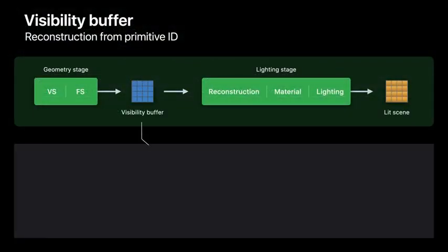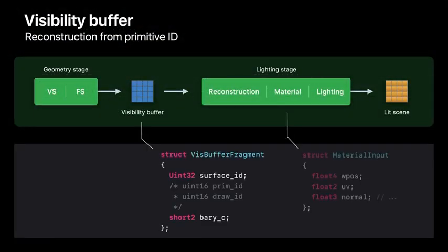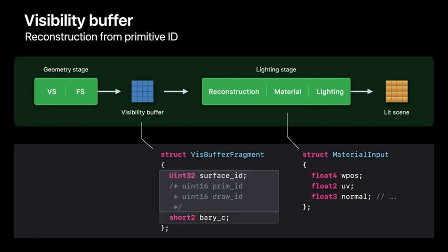The main purpose of the reconstruction step is the transformation of the incoming visibility buffer fragment to material inputs. First, this requires generating vertex data for a given fragment using primitive ID and draw ID contained in the surface identifier. An additional index facilitates having different vertex buffers across fragments. For this, we use a draw identifier to reference the draw call. Second, the barycentric coordinates are used for interpolation in the reconstruction step.